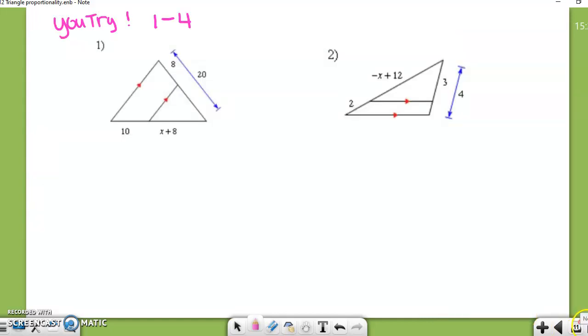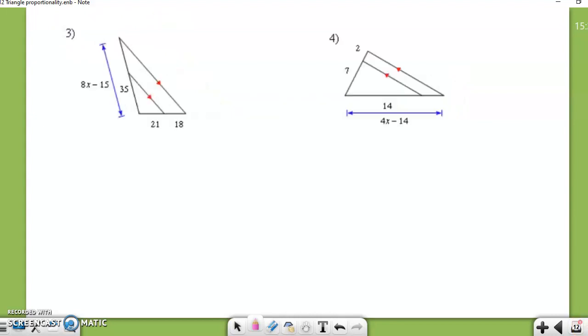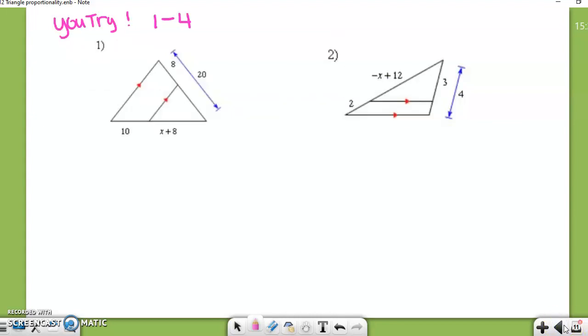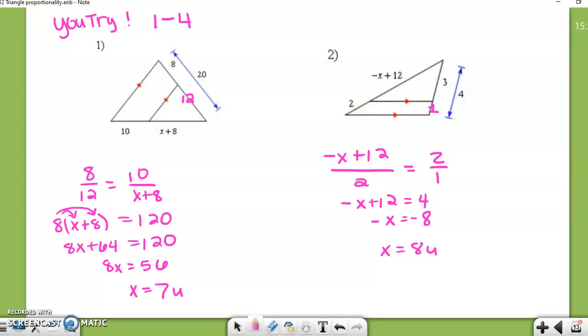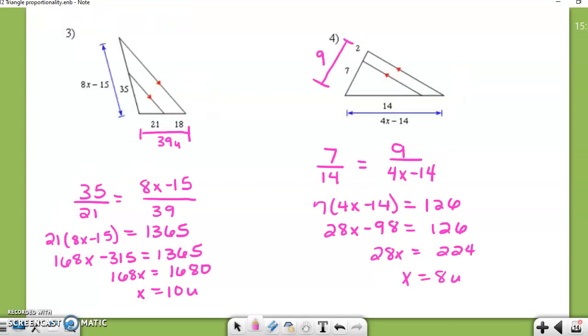Okay, I want you to try numbers 1, 2, 3, and 4. So pause your video to sketch these and work them out for 1 and 2. Pause your video to sketch to work out for 3 and 4. Here's your check for 1 and 2. Here's your check for 3 and 4.